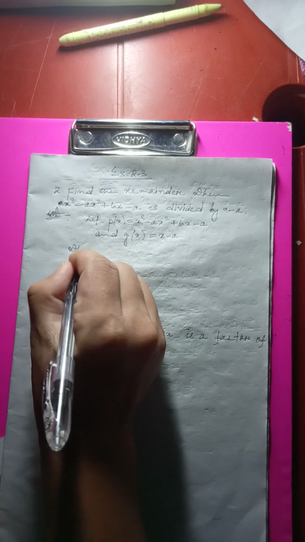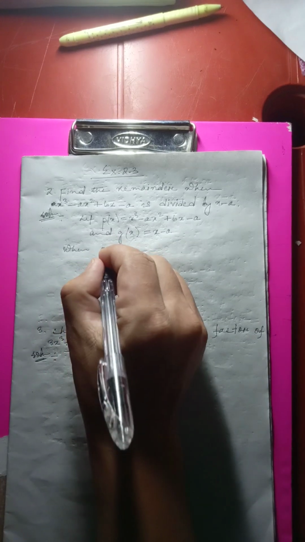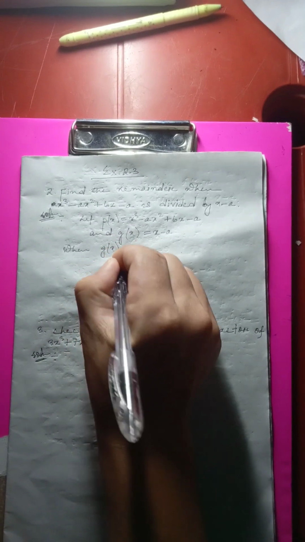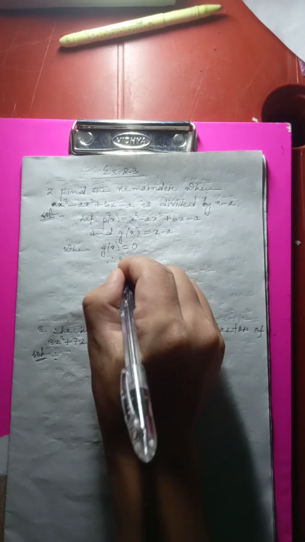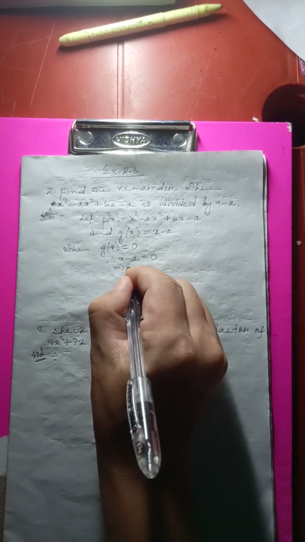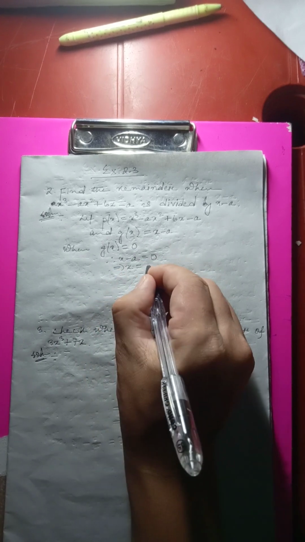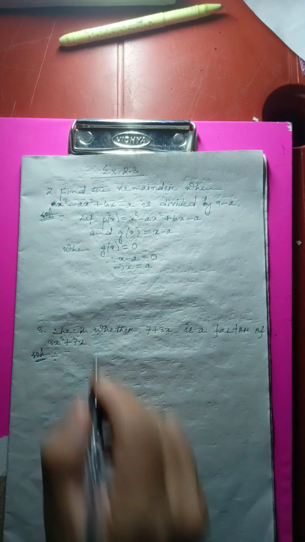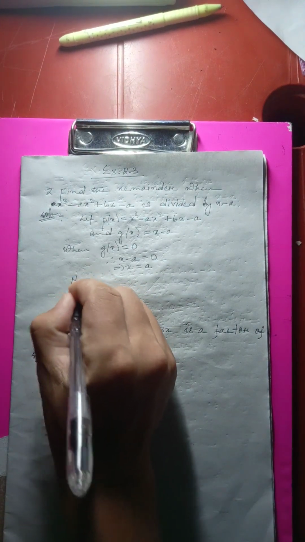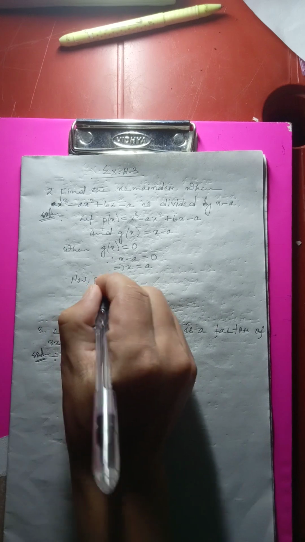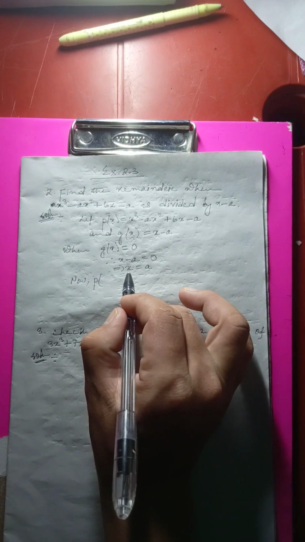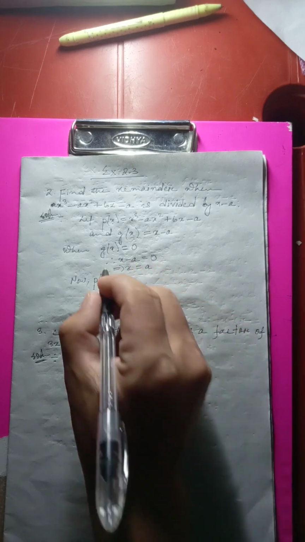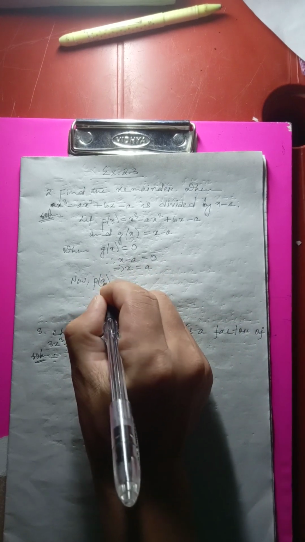Now let us make an assumption. Let us assume g of x is equal to 0. The value of g of x is x minus a, so x minus a equal to 0. If you move this minus a to the other side, it will become plus a. So x is equal to a.